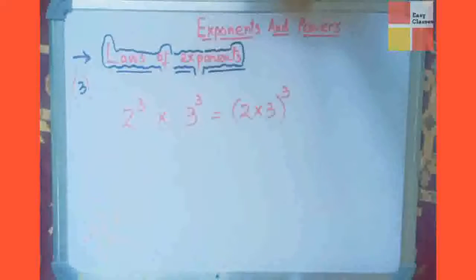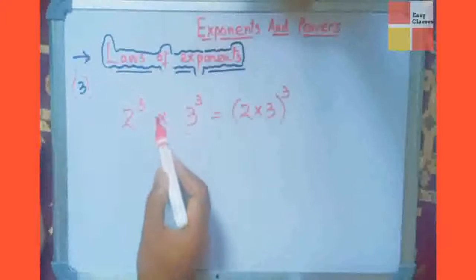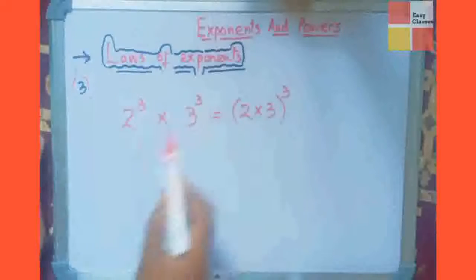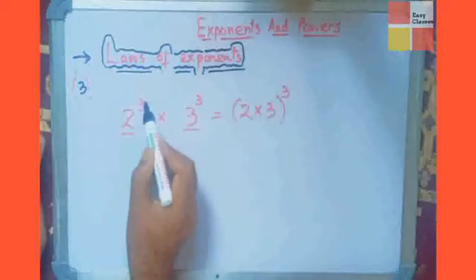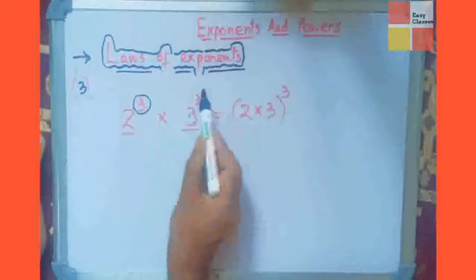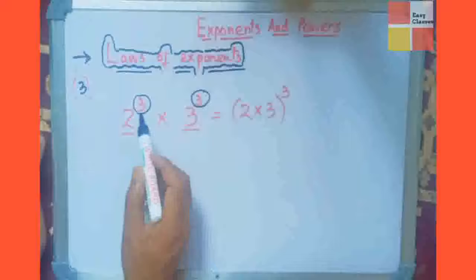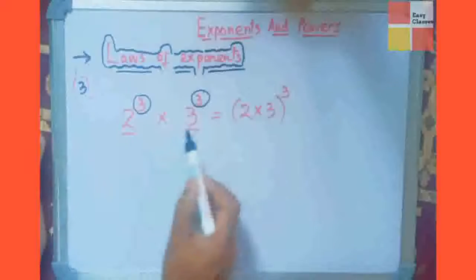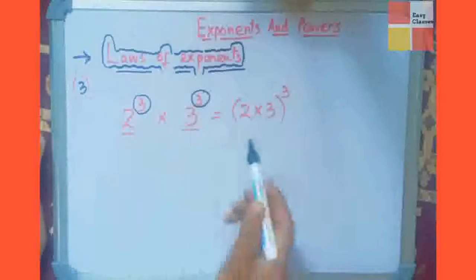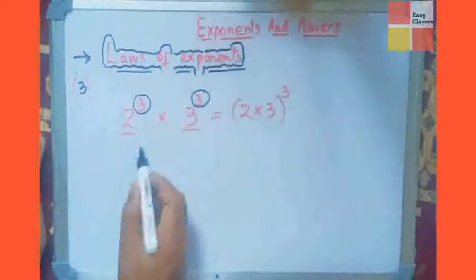You can see that here in this case it's 2 raised to power 3 times 3 raised to power 3. Here bases are different, but what is same in this expression? The powers are same, 3 and 3. In this case, what you have to do is to take this power common to both bases, right?